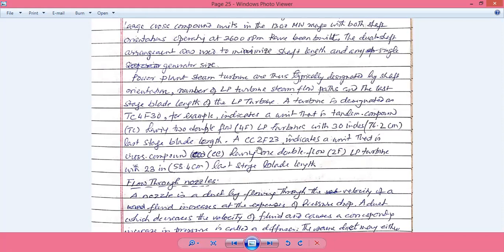CC2F23 indicates a unit that is cross compound, CC, having one double flow, 2F, LP turbine with 23 inches, or 58.4 centimeters, last stage blade length. CC means cross compound, with one double flow, that is a two flow turbine, and 23 means 23 inches, or 58.4 centimeters, of last stage blade length.